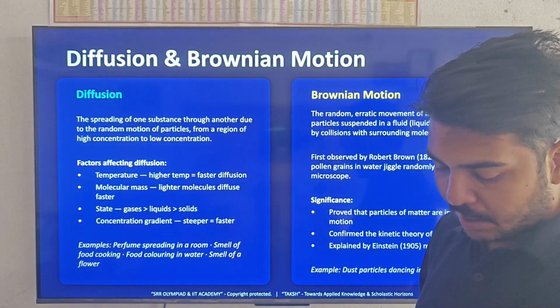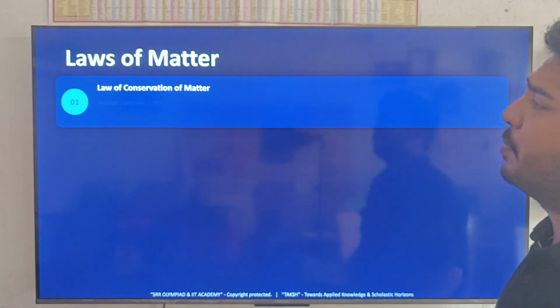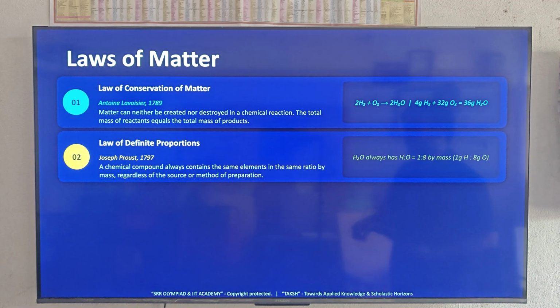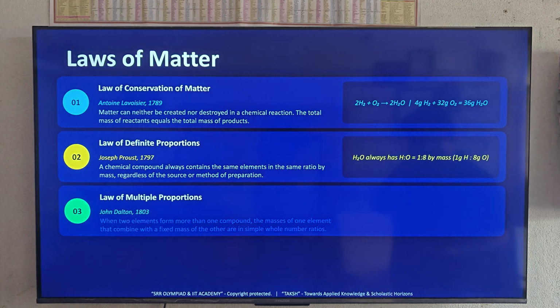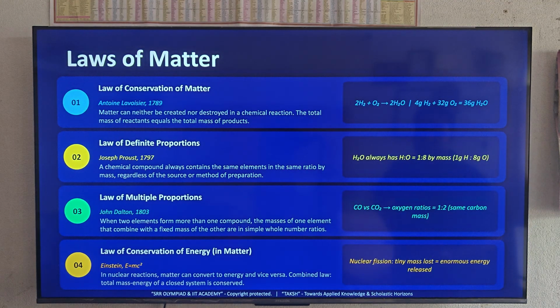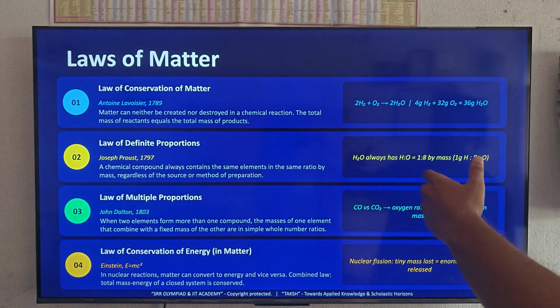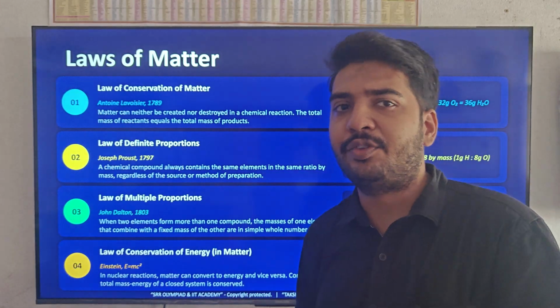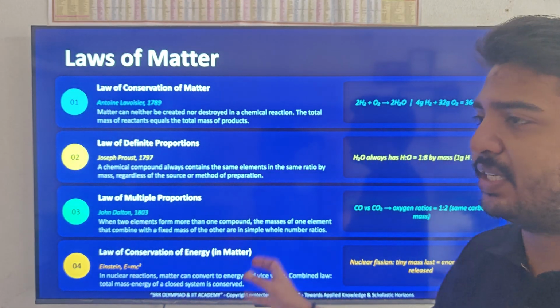And next, laws of matter. These are very important, and take a screenshot of this if possible. With each law, we will be discussing it later in future videos. This is just a glimpse.